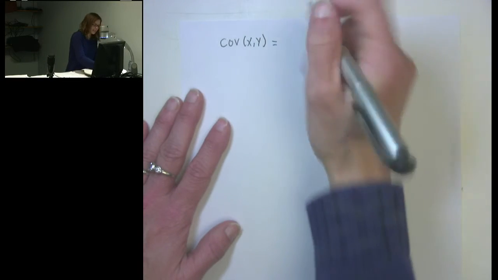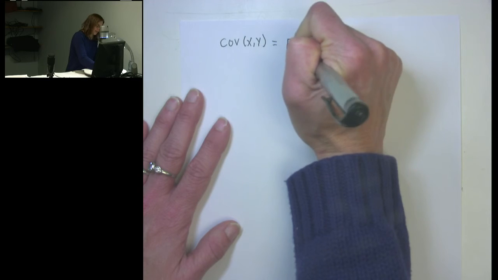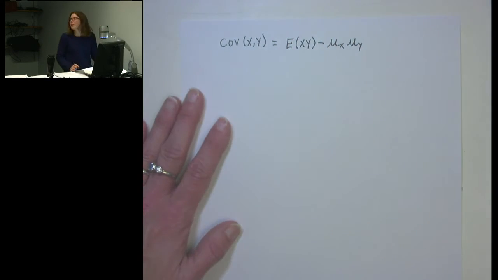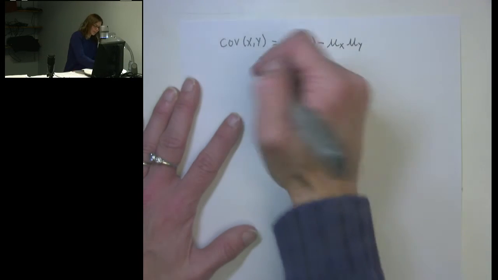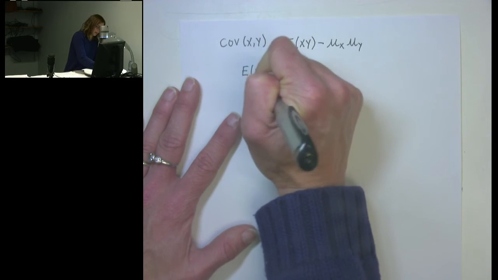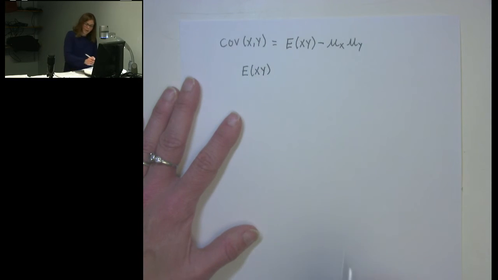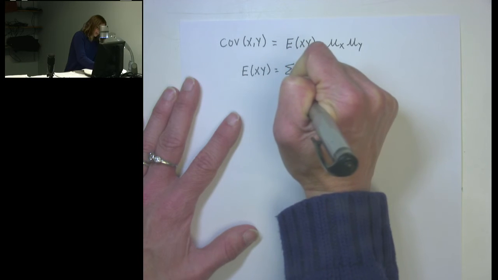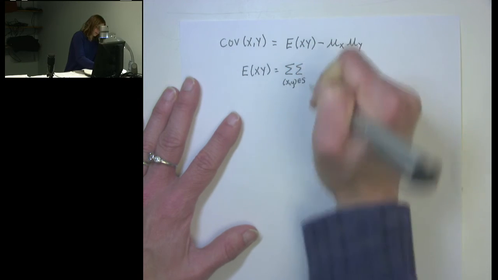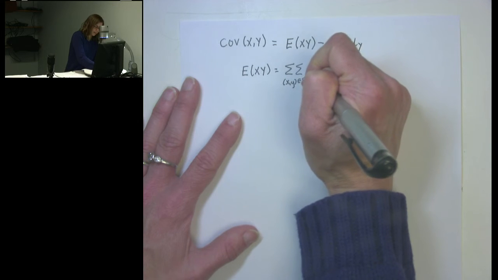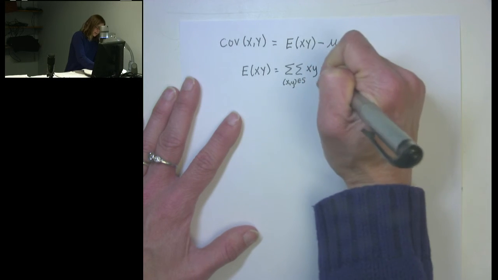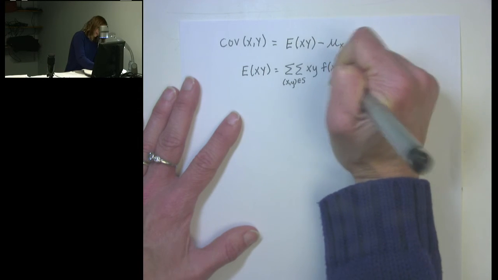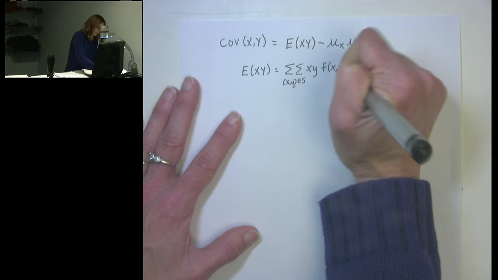So the covariance of x and y is the expected value of x times y minus the mean of x times the mean of y. We want to calculate it. The expected value of x times y we can find by taking the sum for all of the x, y pairs in our support of x and y. We take x times y times that joint distribution, gives us the probability that X equals x and Y equals y.